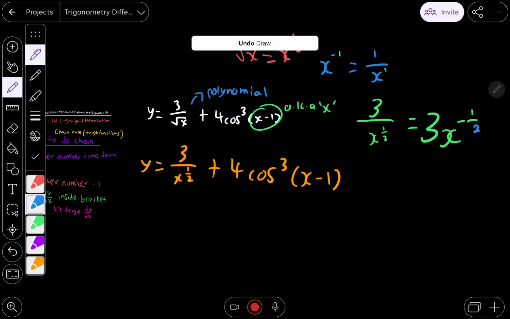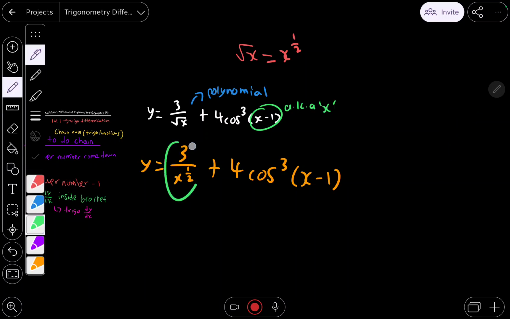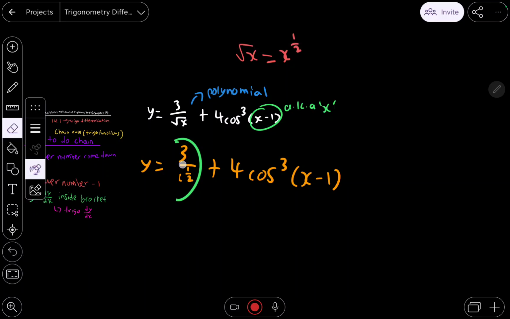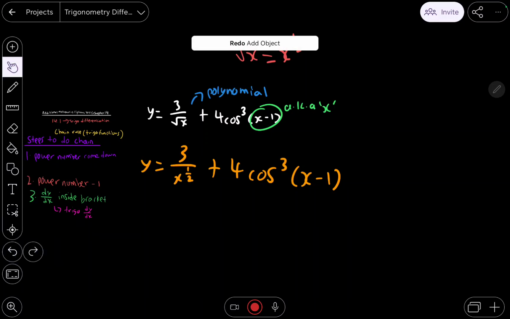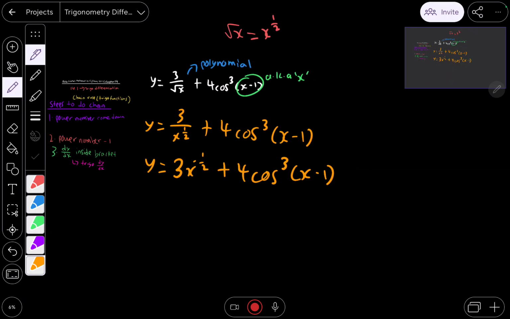Okay, so now I will just change my 3 over x to the power of half to 3x to the power of negative half. Alright, so once again, ladies and gentlemen, I will change this thing here. I don't want this anymore. Actually, you know what? I will leave it there so that you guys are clear. And I'll write another line which says that y equals 3x to the power of negative half plus 4 cosine cube bracket x minus 1. Is this clearer and is this nicer to differentiate?